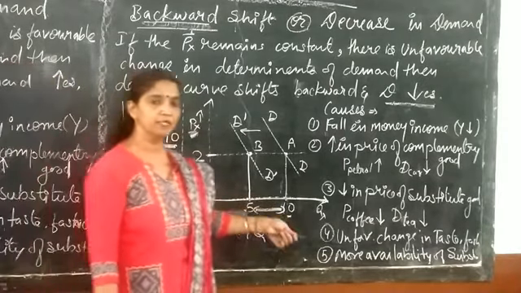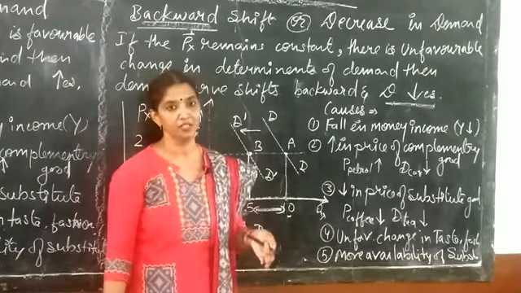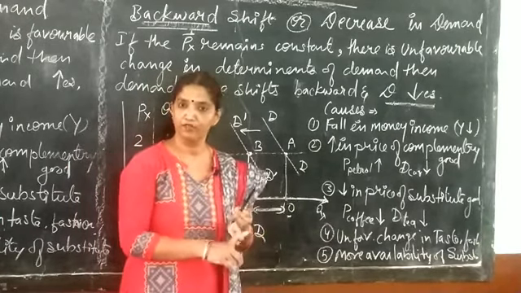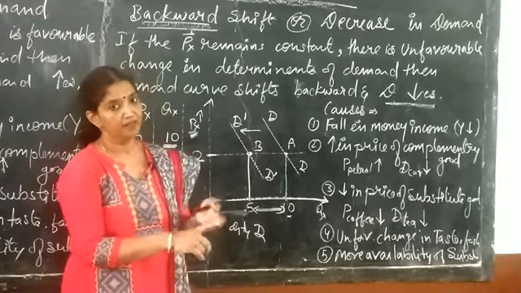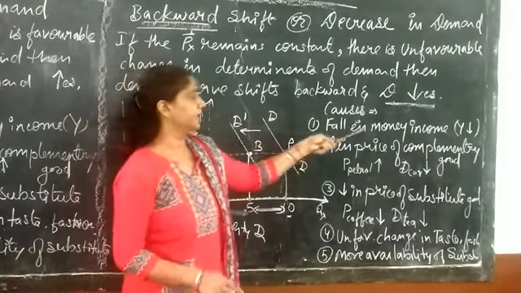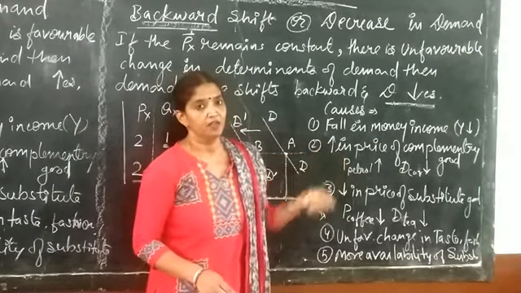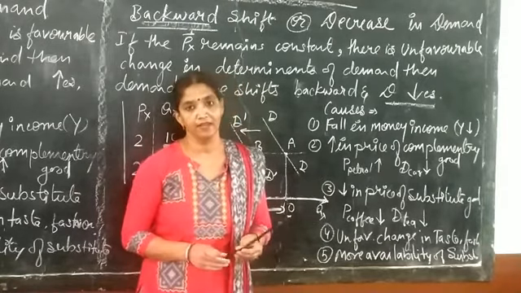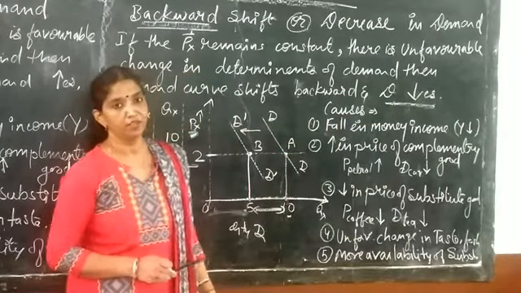So many causes are responsible for decrease in demand or for backward shift in demand, like unfavorable changes in determinants, and determinants are money income of a consumer, price of related goods, and taste, fashion, preference, and future expectations. First of all, I have taken money income. If there is fall in money income, then consumer is having less money to spend on consumption and he will demand less, and this will decrease the overall demand for commodity.